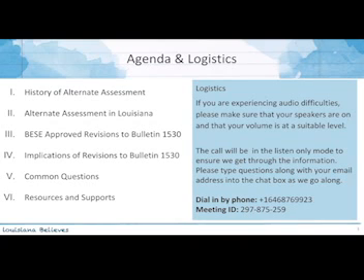the Bulletin. The purpose of this webinar is to provide a brief history of alternate assessment to better understand the current BESE approved alternate assessment eligibility criteria revisions to Bulletin 1530. We'll also discuss the implications that the current approved revisions have on the work and decision making of pupil appraisal and IEP teams. In addition, we'll review SIR documentation requirements and cover some commonly asked questions.